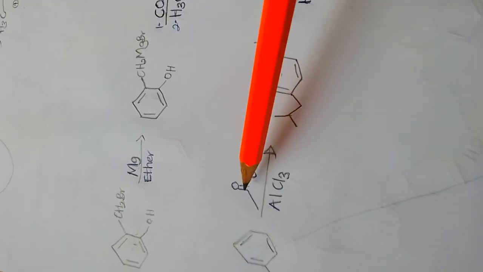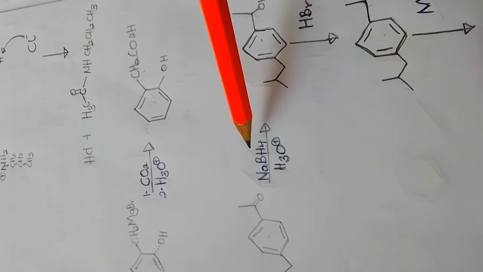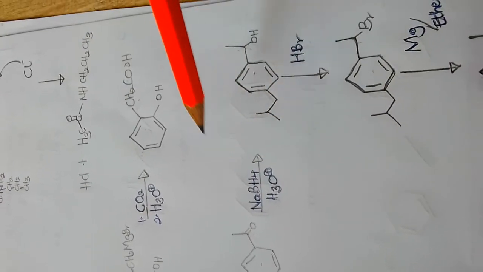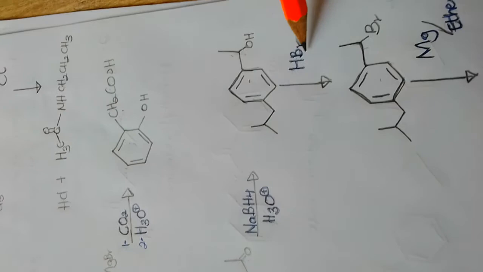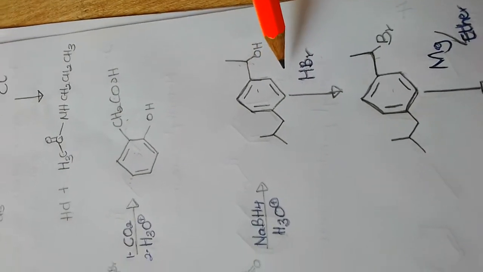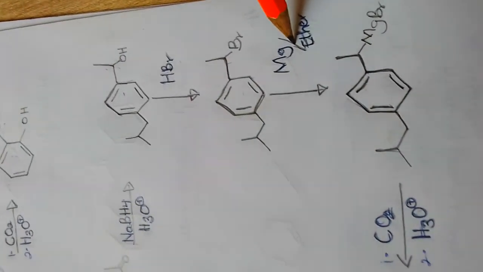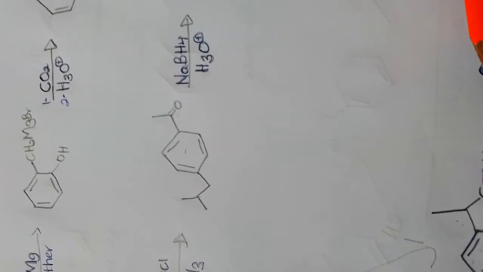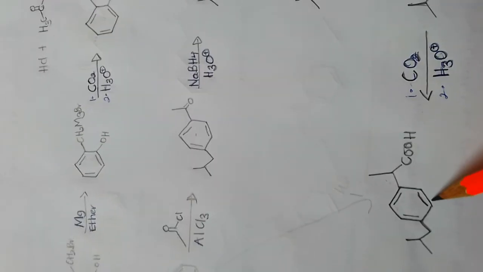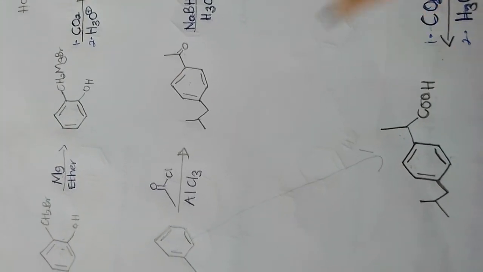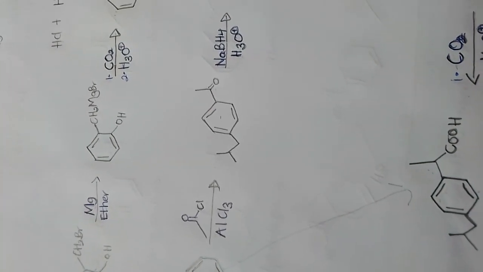So first, you acylate. Second, you reduce. Once again, you add HBr. Then you add magnesium in ether. Then you add carbonation followed by hydrolysis, which is going to give you the final product. So this is a sample solution for sample quiz 1 question.